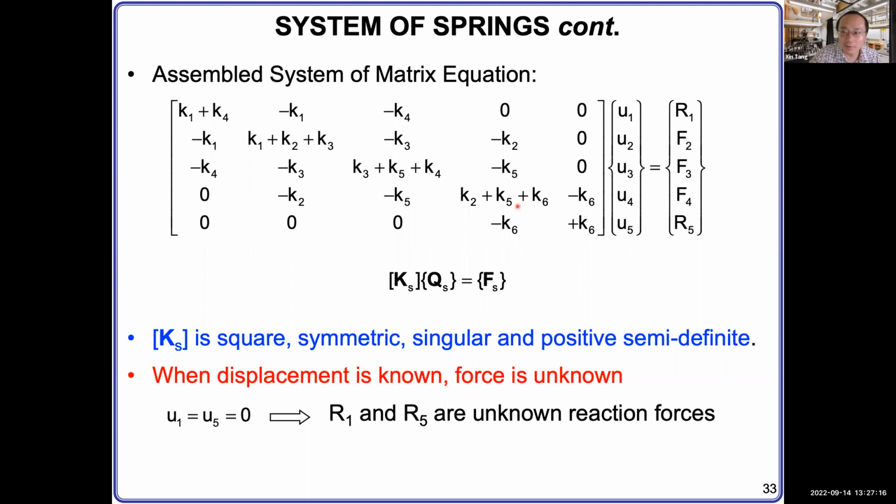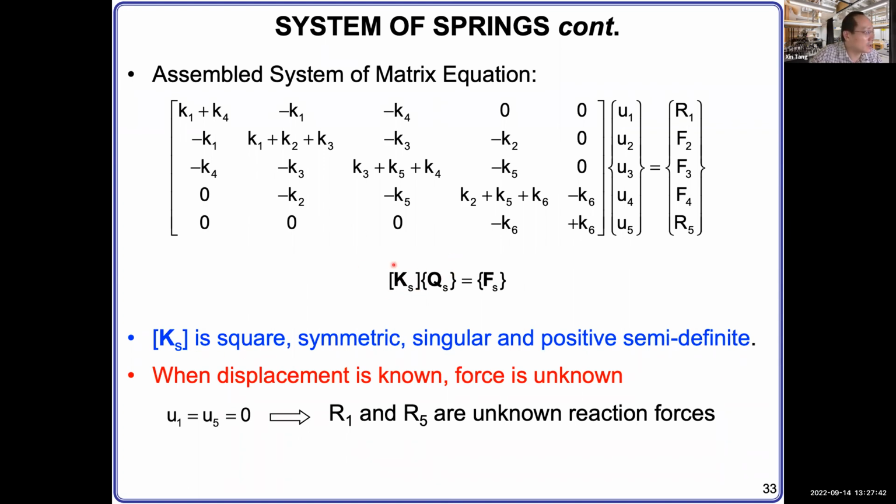So this is a beautiful format, and this format can be rewritten as K_S Q equals F. Here you see K is written as a capital now, because now we are looking at a global format, not the local one. Q is the degree of freedom, F is the force, and S is called the system. This is the whole system.